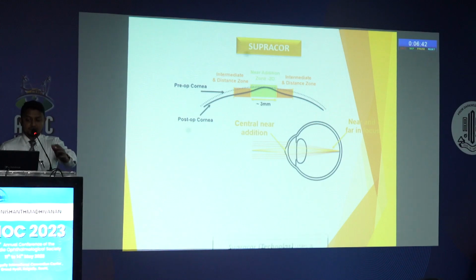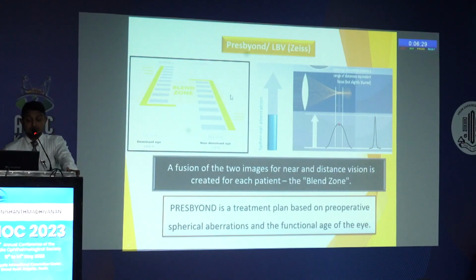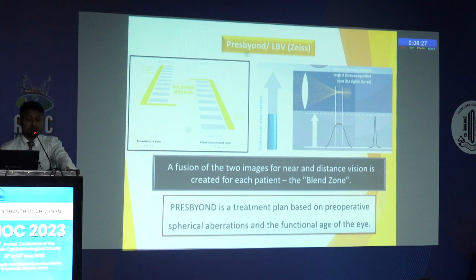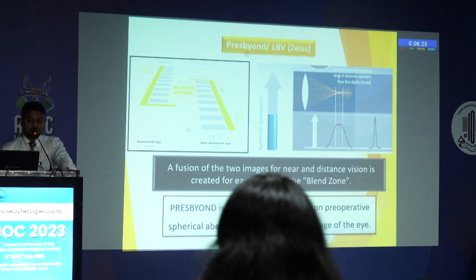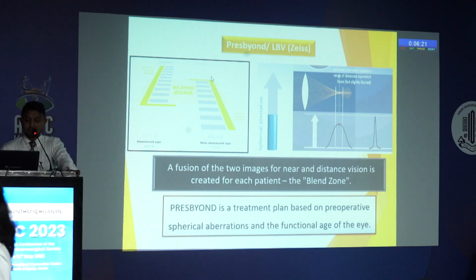So I'm just showing a highlight of what supracore was. It is a central presbyopic Lasik where the cornea is made so the central is for the near addition, and then you have the intermediate distance. And presbyon, which is by the Zeiss, they call something called the blend zone. So this is also working in terms of the spherical aberration. They actually create a spherical aberration in the patient so that the patient has a difference in the focus.